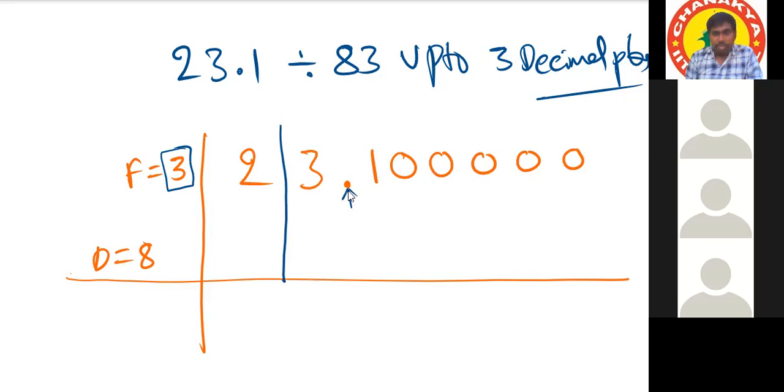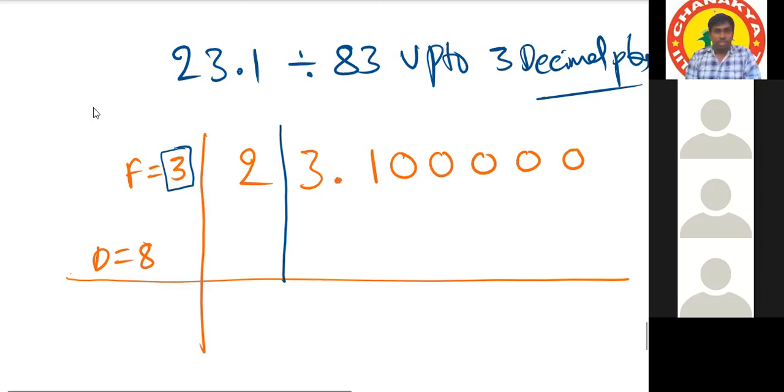Okay. Now we can ignore the decimal point, because we have taken the separation, which means the decimal place is already declared. Yes or no? Yes, sir. Okay. If you want, I will keep it here only.